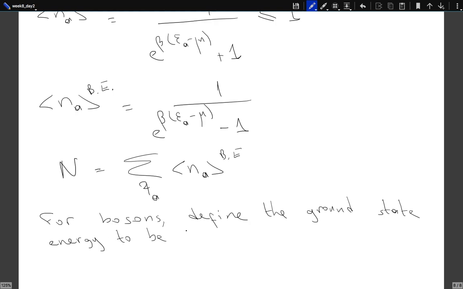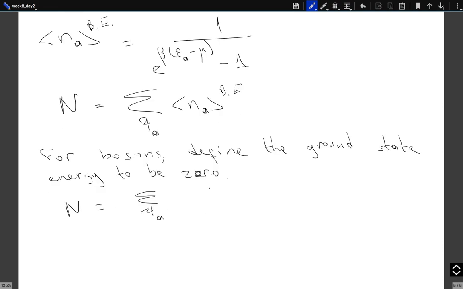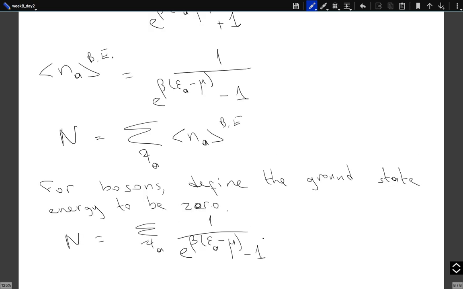To be zero. Well, it's just a shift in the energy. So N should be the sum over all the single particle states of 1 over e to the power beta epsilon A minus mu, minus 1. Well, in fact, just look at over here. Even here we could say something. You see, the average number of particles has to be larger than 0. It cannot be negative.